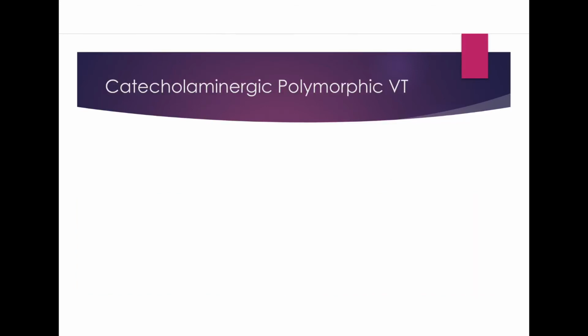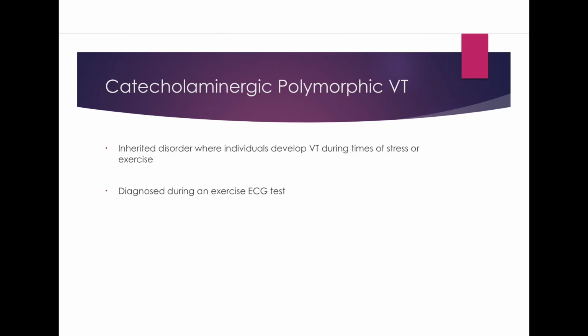Finally, one more condition associated with syncope and sudden cardiac death is called Catecholaminergic Polymorphic VT. This is another inherited disorder where individuals will develop episodes of VT during times of extreme stress or during exercise. It can sometimes be diagnosed by having a patient exercise while on a cardiac monitor and looking for episodes of VT. Patients with this condition are advised to avoid exercise as much as possible and take beta blockers, with the possibility of adding on antiarrhythmic therapy as second-line agents.